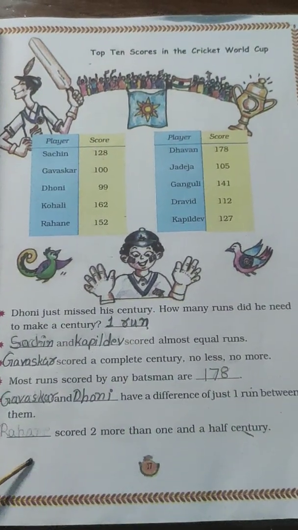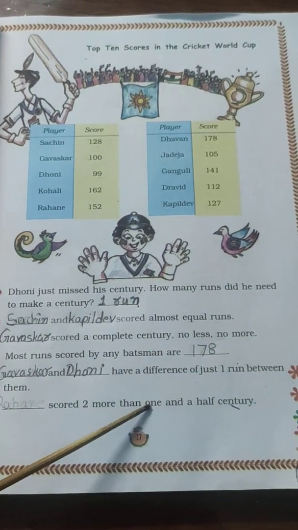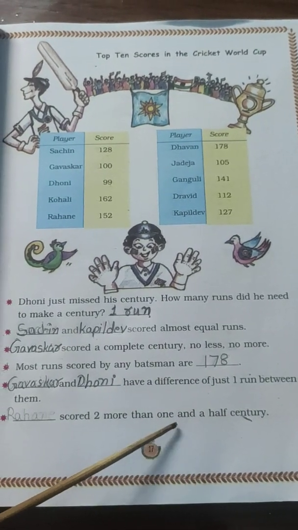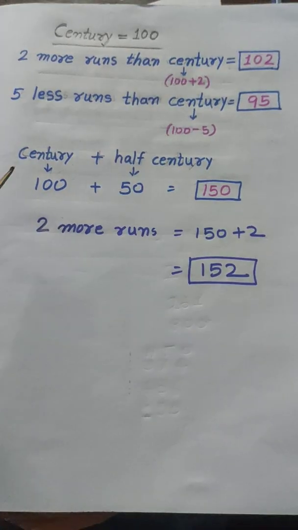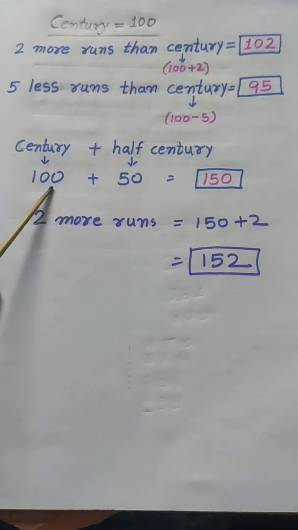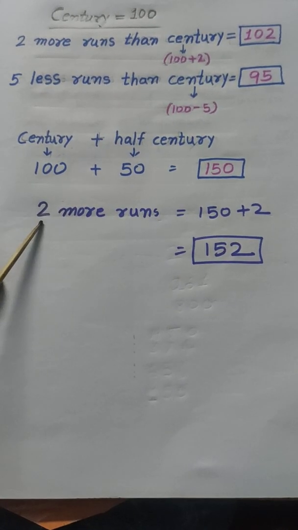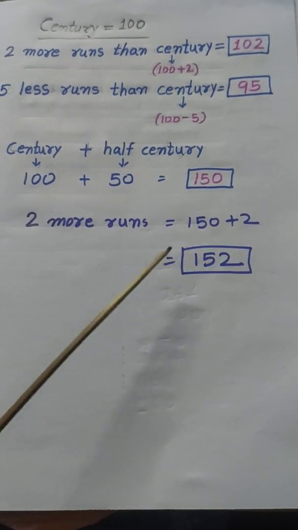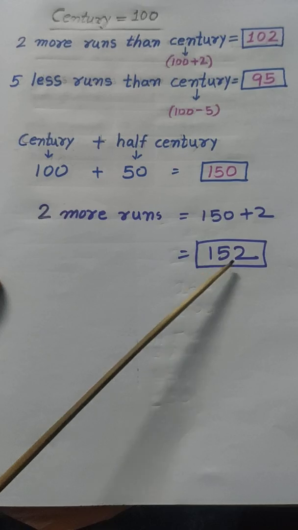Now we see the last question. Dash scored 2 more than 1.5 century. It means first we should know 1.5 century. Century and half century is equal to how much? I have shown you here. Century means 100 and half century is 50. It means 100 plus 50 is equal to 150. And here we have to add 2 more runs. So 150 plus 2 is 152. So which player scored 152?